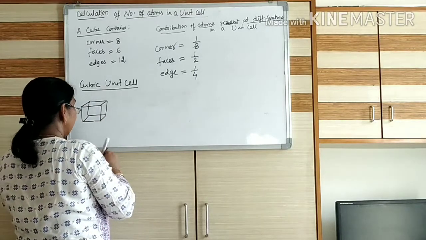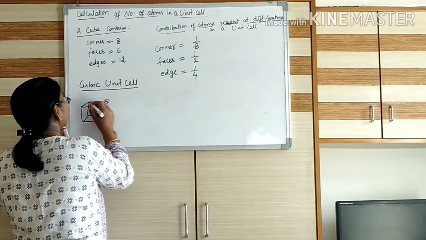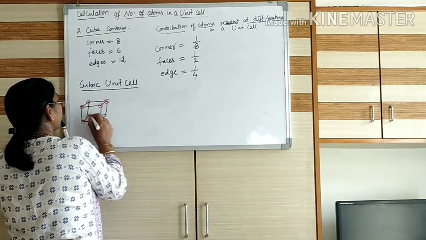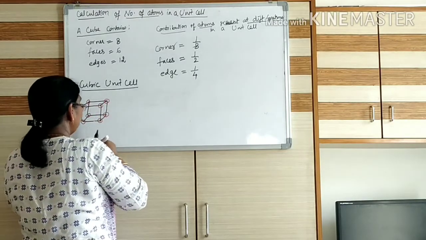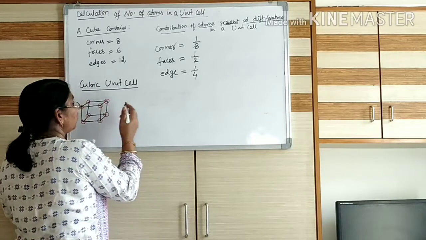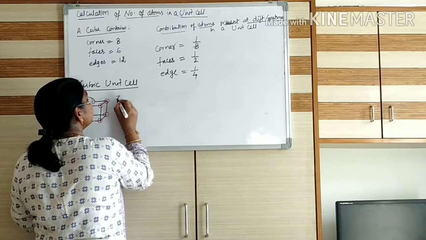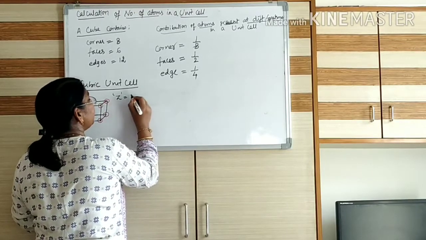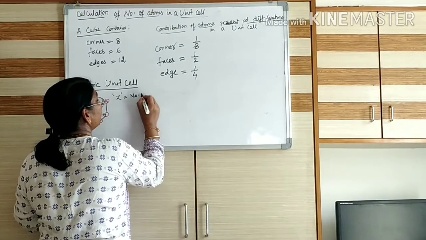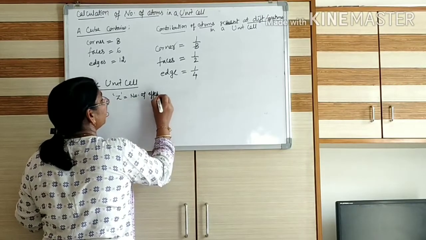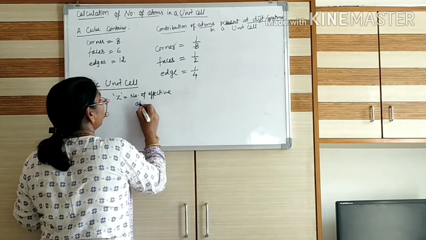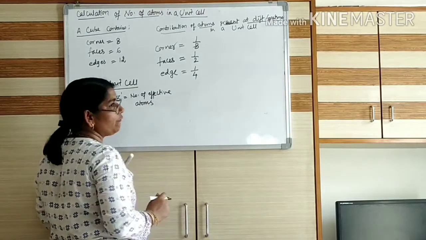So here atoms are present only at the corner. Only at the corner. So here the total atoms, how many atoms? Z will count. Z means number of effective atoms.